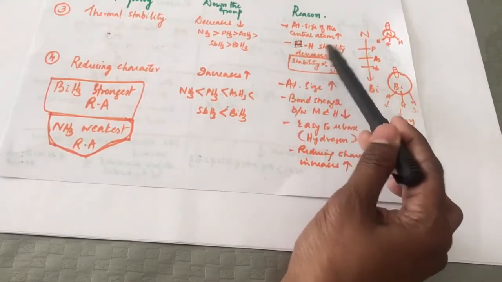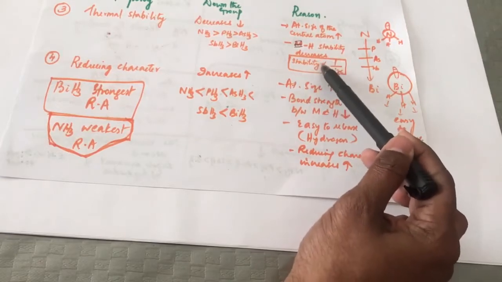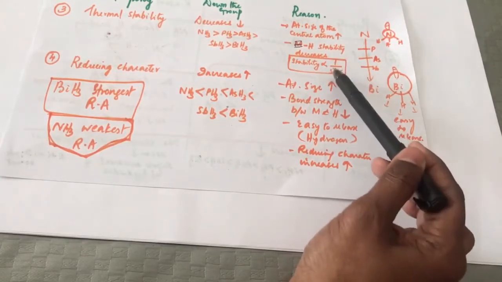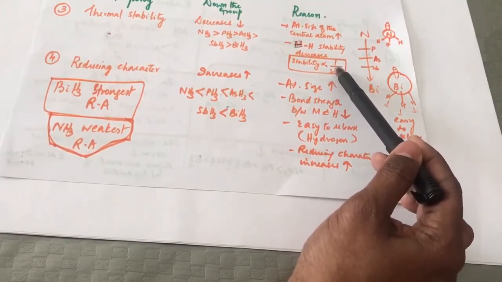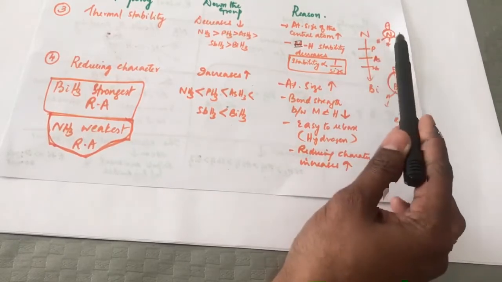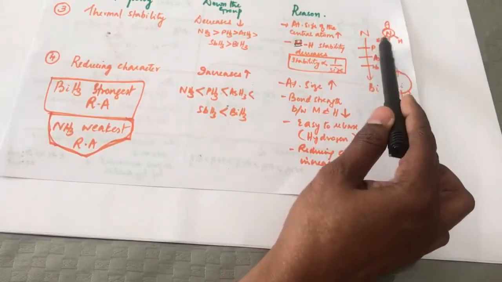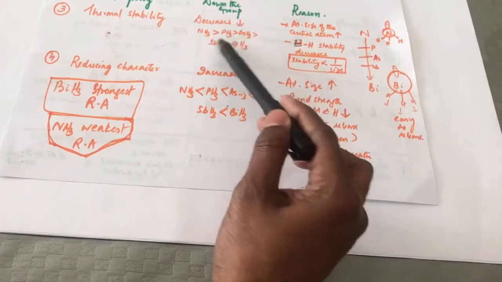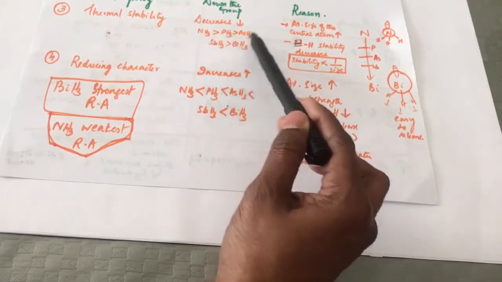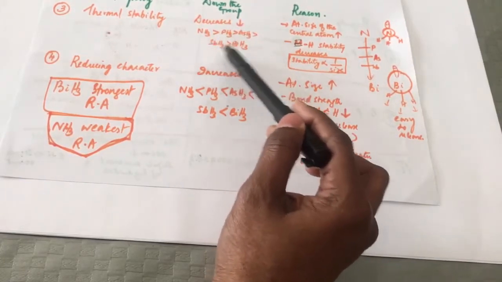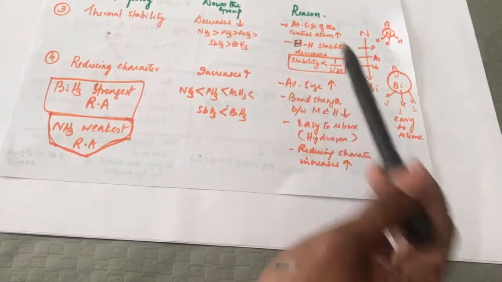Okay, so EH stability decreases. That is, stability is inversely proportional to the size. So I hope you understood. That is why we say that the thermally stable one is actually NH3. Less than that we have phosphine, then arsenic hydride, then antimony hydride, and then bismuth hydride. So usually this is asked.